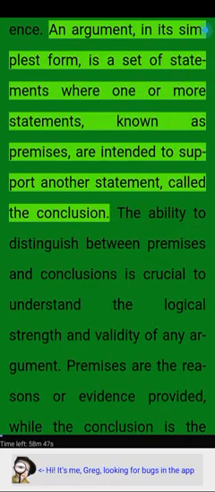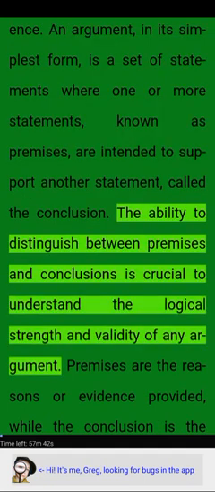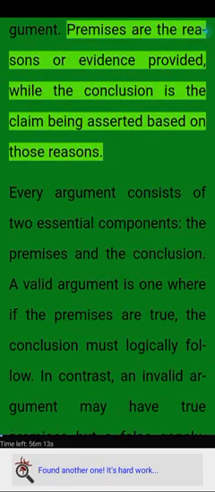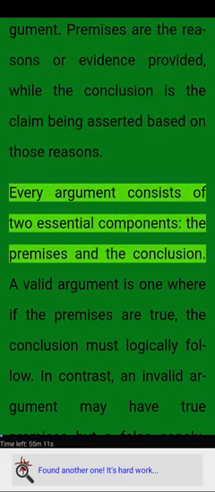An argument, in its simplest form, is a set of statements where one or more statements, known as premises, are intended to support another statement, called the conclusion. The ability to distinguish between premises and conclusions is crucial to understand the logical strength and validity of any argument. Premises are the reasons or evidence provided, while the conclusion is the claim being asserted based on those reasons. Every argument consists of two essential components, the premises and the conclusion.